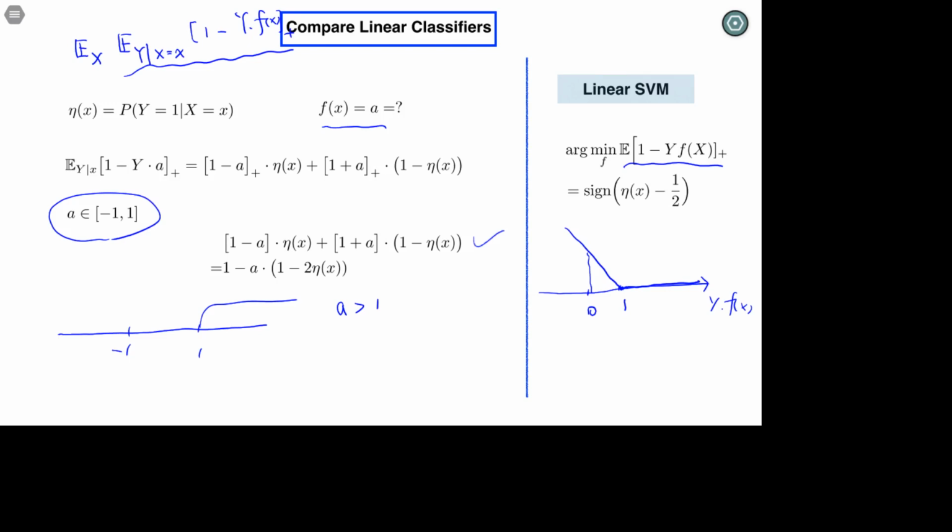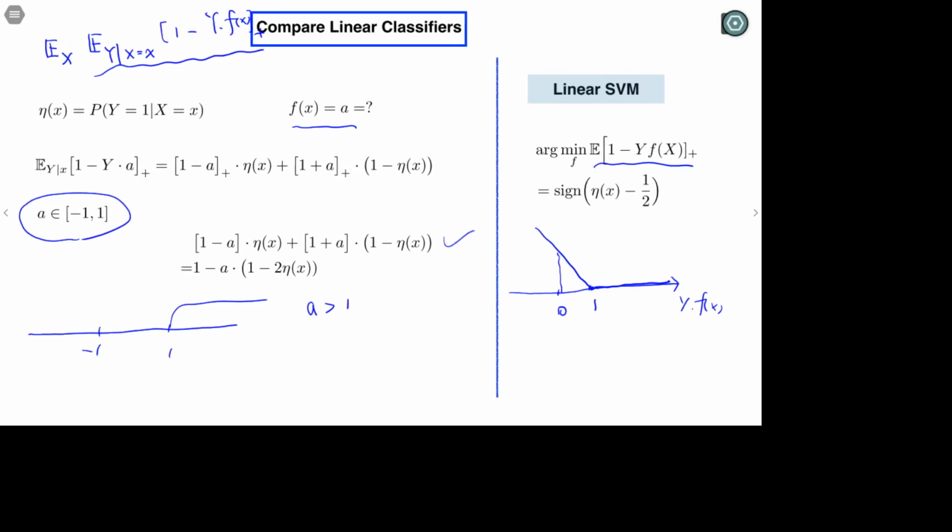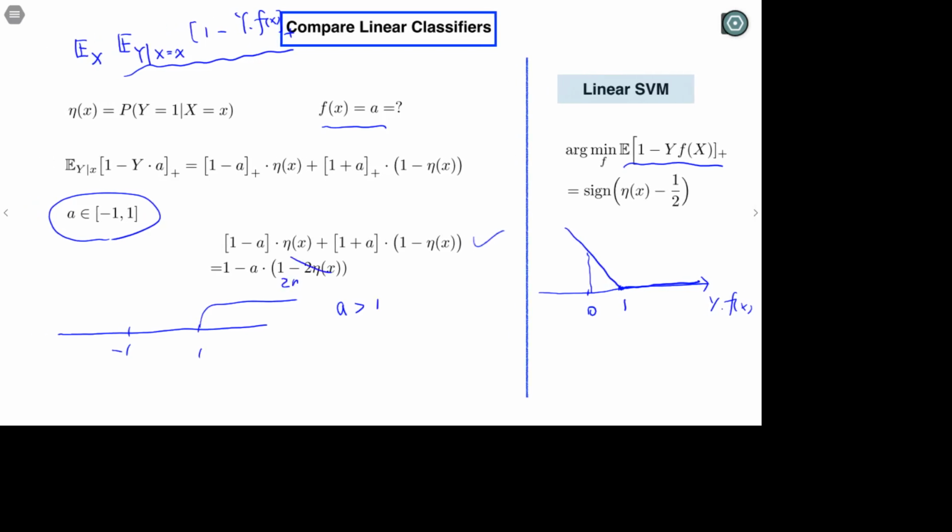Oh, I think I made a mistake here. This part should be 2 eta x minus 1. Is that right? Because I have a minus sign here. Agree? Or if I want to keep the original expression, then I have to make this plus, because a times eta x is always negative. I have 2 copies of that. So now this is our objective function, and a is between minus 1 and 1.